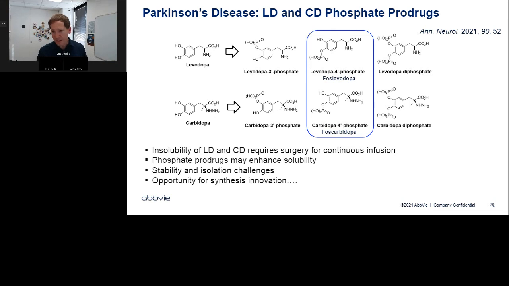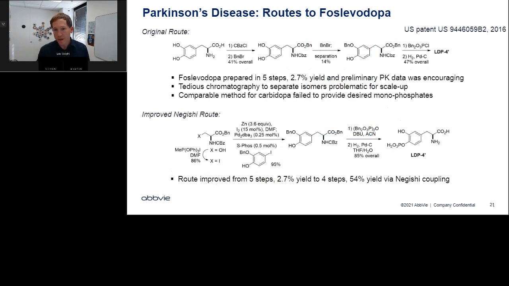So initial synthesis and assessment identified levodopa 4' phosphate and carbidopa 4' phosphate as optimal, and these were named foslevodopa and foscarbidopa. The first-time synthesis of levodopa phosphate is shown here. There was a non-selective benzylation that required a very tedious separation, and then a final phosphorylation and debenzylation. While this was useful for preparing some quantities of the levodopa phosphate, it failed to provide monophosphates of carbidopa.